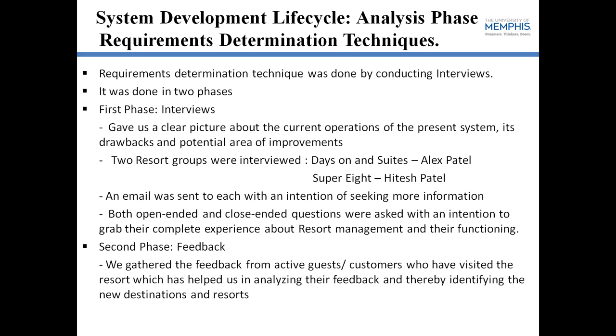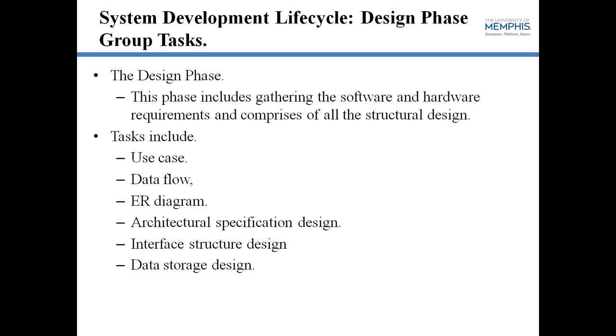Then the second phase was the feedback phase. In the feedback phase, we actively gathered information from the users who had already visited those particular resorts. We accumulated their feedback. Based on their feedback, we also proposed resorts for the guests or the new customers. There were new destinations that did not have many popular resorts. To find out the resorts in that particular destination, we mainly relied on the feedback of the guests who had visited that destination. So this played out to be an important aspect of our requirements gathering techniques, wherein our main task was based on the feedback.